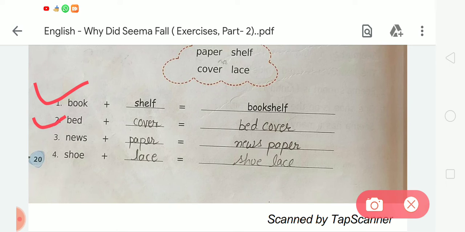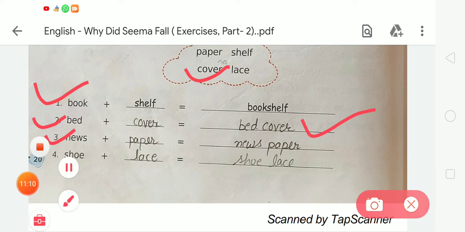So like this, bed plus, which word do we have to write on the given blanks? So we have to choose the word cover. So when we write cover, it becomes bed plus cover equals bedcover. The spelling of bedcover is bed, cover, bedcover. Third word is news. So which word do we have to join with this word? We have to join paper, so it will be newspaper. News plus paper equals newspaper, and the spelling of newspaper is news, paper, newspaper.